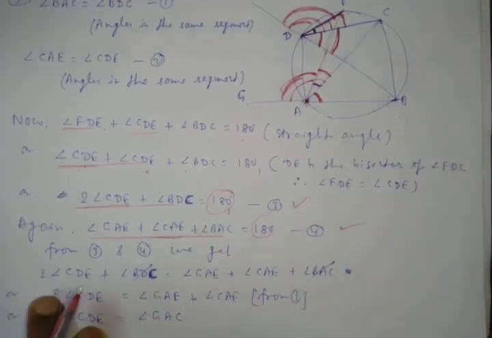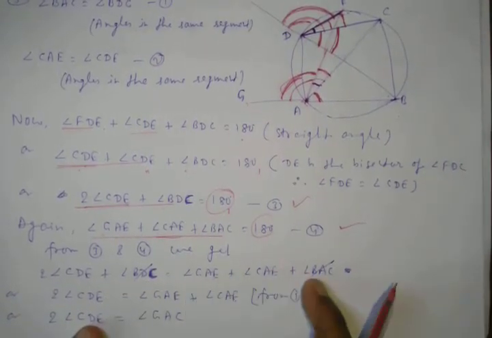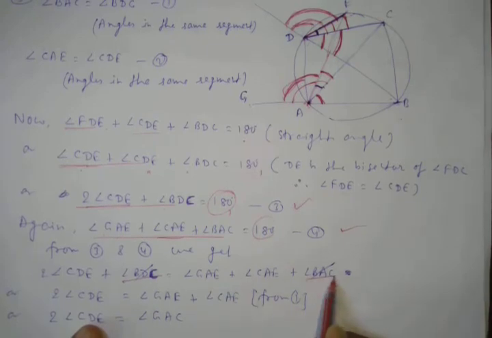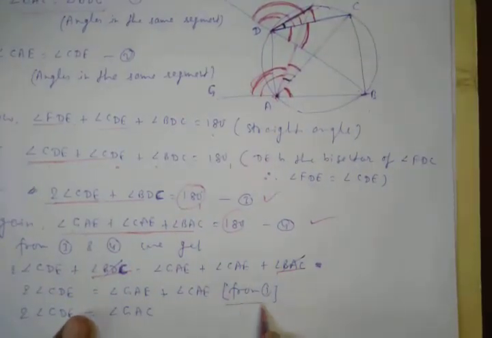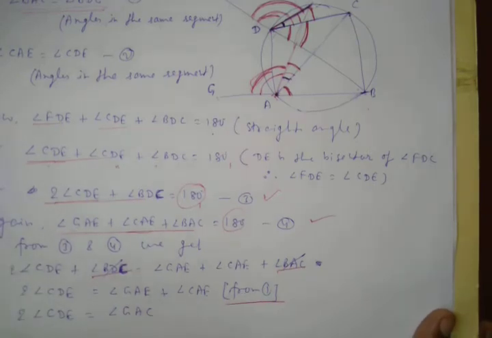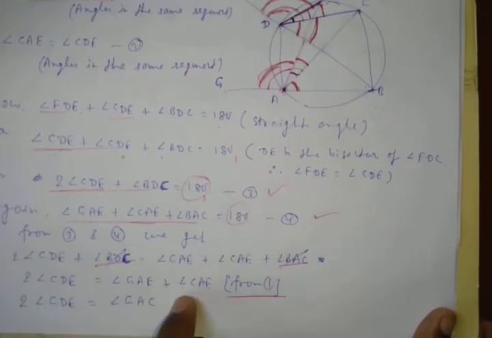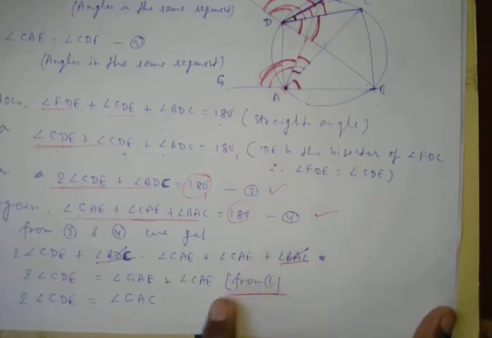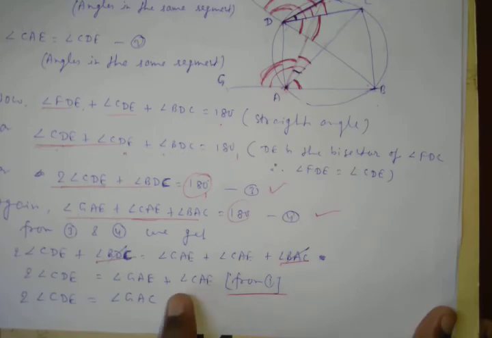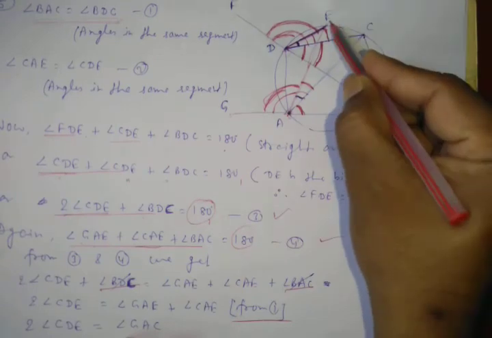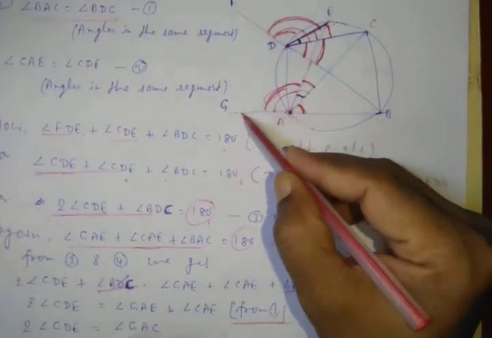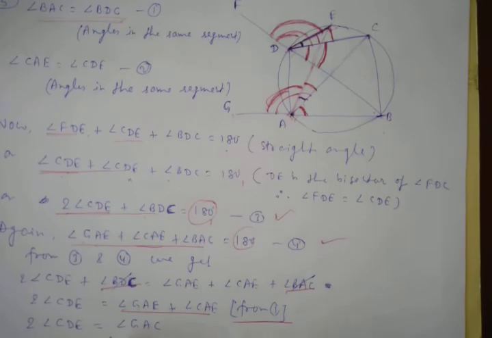Therefore 2 CDE plus BDC equals this and this here, and BDC and BAC are equal from 1. So 2 CDE equals GAE plus CAE, and therefore it is done. Because 2 CDE equals GAE plus CAE, and GAE plus CAE will actually be equal to GAC. That is, when you add these two angles, you will get GAC here.